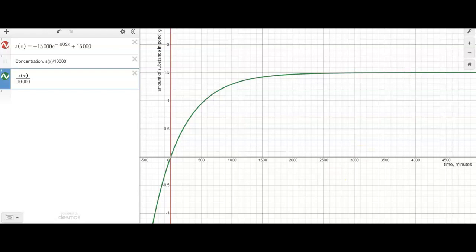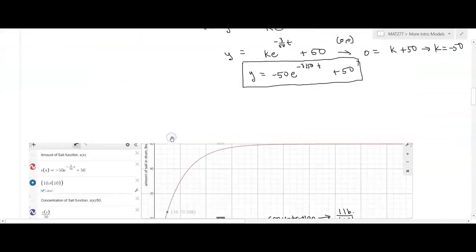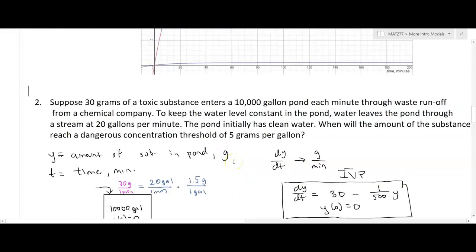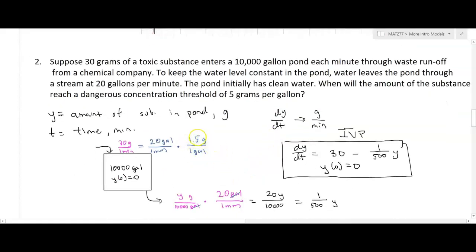And that's pretty interesting because guess what? What we calculated back here was that in order for 30 grams to be entering per minute, without the volume changing, knowing that 20 gallons per minute are coming out, we were able to solve for the concentration coming in as 1.5 grams per gallon. So that's kind of funny, right? Because this is asking for when will the amount of the substance reach a dangerous concentration threshold of 5 grams per gallon? Well, we could have answered that question just by looking at the model itself.